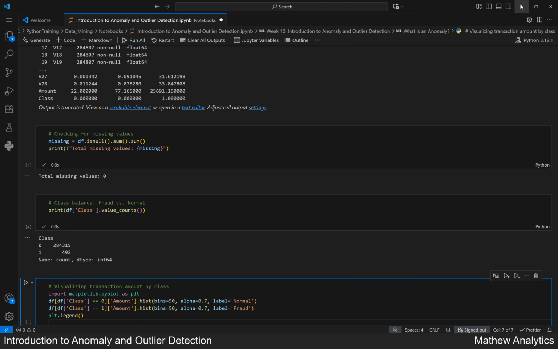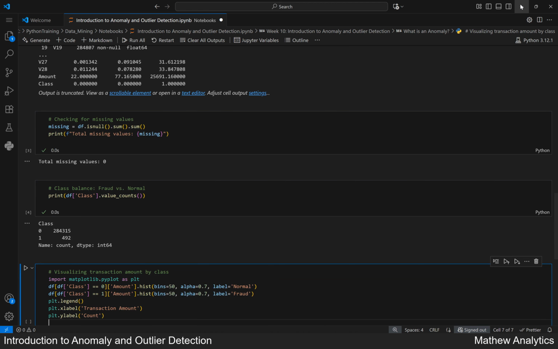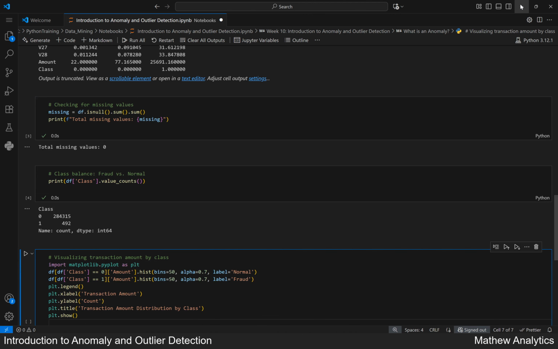We label the x-axis as transaction amounts for clarity. We label the y-axis as count to indicate frequency of transactions. We set the title of the plot to describe what is being shown. We display the plot so it appears in the output.